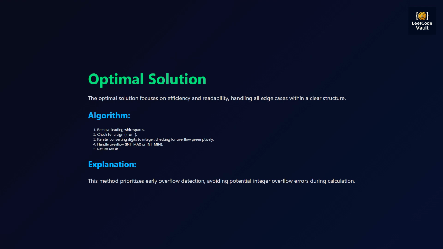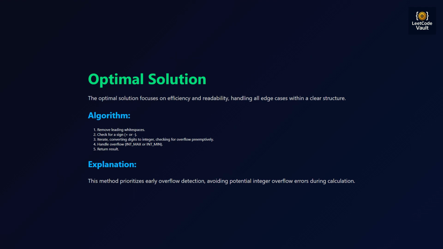Optimal solution. A more efficient and optimized approach involves a more concise algorithm. We'll still iterate through the string, but we'll do it more intelligently. We'll handle whitespace and sign in the beginning. We'll use a variable to accumulate the resulting integer. Crucially, we'll incorporate overflow checks during the accumulation process rather than at the end. This helps us avoid unnecessary processing.